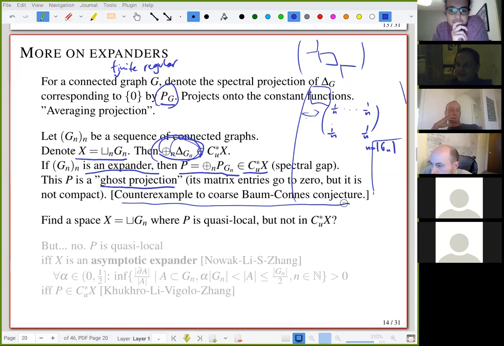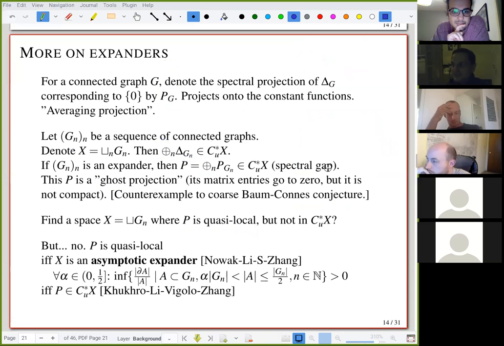So of course I thought, I have 2 minutes, so let's go with these. These are weird things, so let's see if we can cook up a counterexample to the question I was trying to answer. Namely, can we get a space where this is quasi-local, but it's not in the uniform row algebra? Expanders don't quite work, because for expanders this is actually in the row algebra. But I thought, let's try to cook up some space that would do this. Turns out impossible, not a good thing.